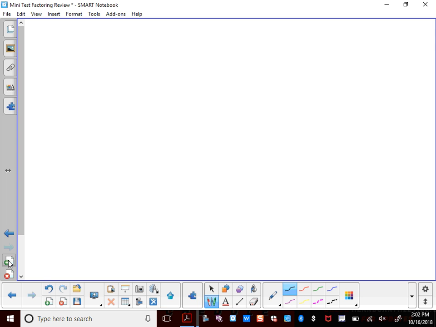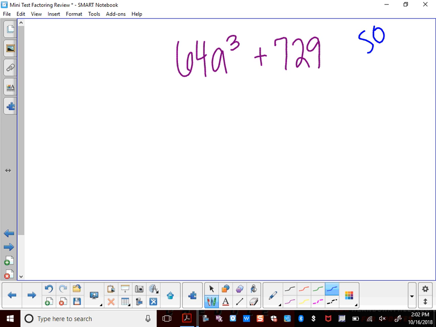Alright, find some space on your paper. I want you to do this because you're going to see it again. Write this down. 64a cubed plus 729. Alright, this is going to be a SOAP problem. I know it is SOAP because when I have a binomial, I have a cube.